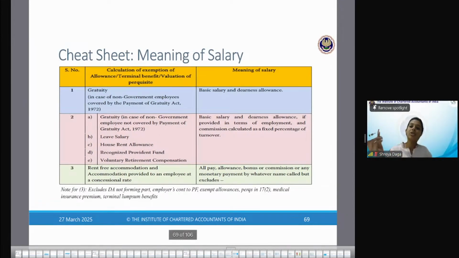So ma'am, what if commission is 10,000 rupees per month? It's a fixed amount. Then we will not take it, because we will only take the commission which is based as a percentage of turnover. It is that way included in your CPC.